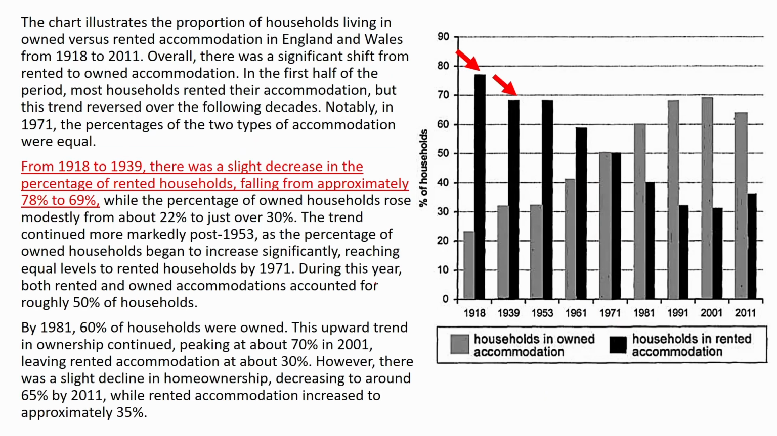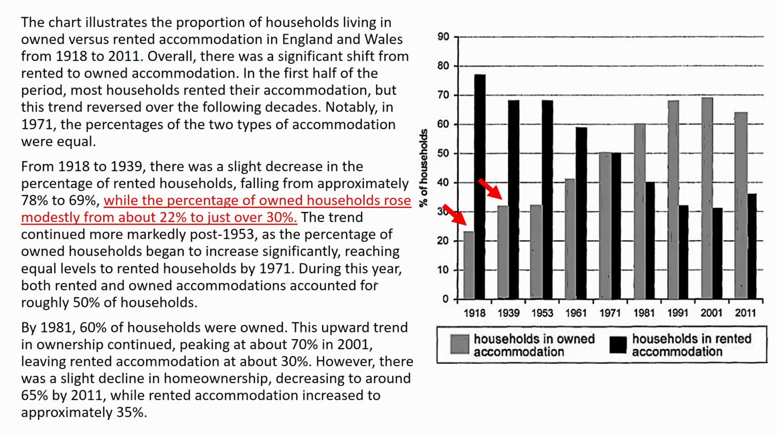From 1918 to 1939, there was a slight decrease in the percentage of rented households, falling from approximately 78% to 69%. So I mentioned these 2 years, and now I want to compare it with owned accommodation. While the percentage of owned households rose modestly from about 22% to just over 30%.